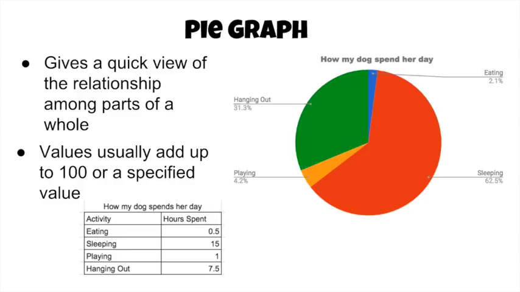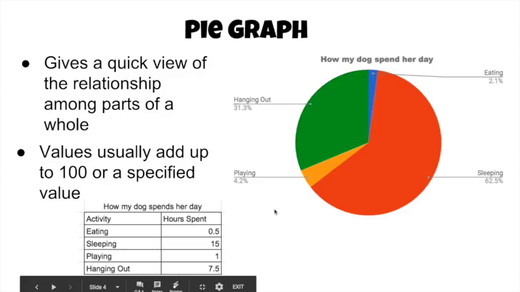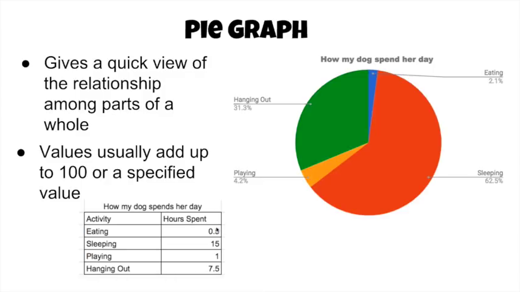So the example is how my dog spends her day. So 24 hours, and then it's broken down to how many hours she does each activity. The end.